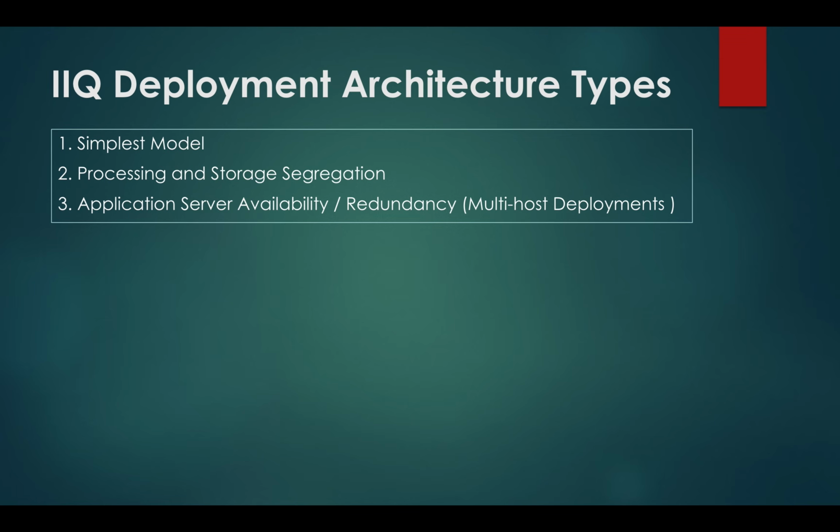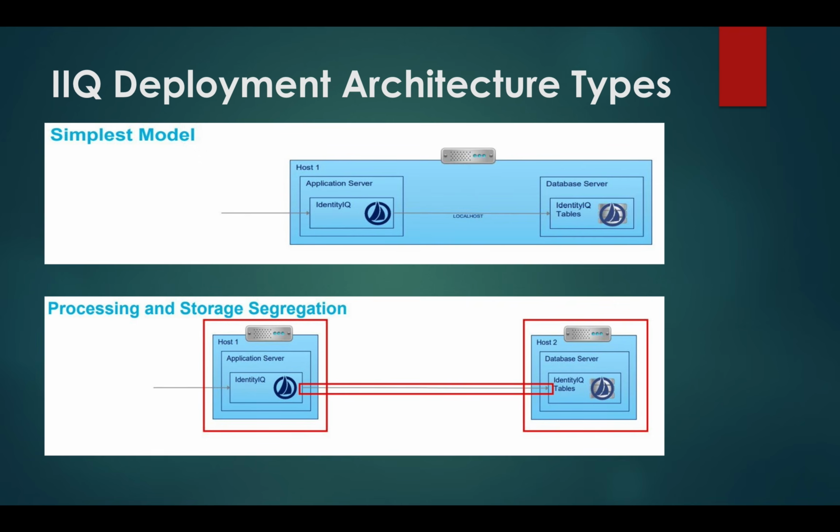What we have to discuss more about is the IIQ deployment architecture types. The simplest model is the one that we set up locally whenever we are trying to discuss or deal more with SailPoint IdentityIQ. Processing and storage segregation is the other one. Application server availability redundancy is called the multi-host deployment. Let's quickly describe these architecture types.